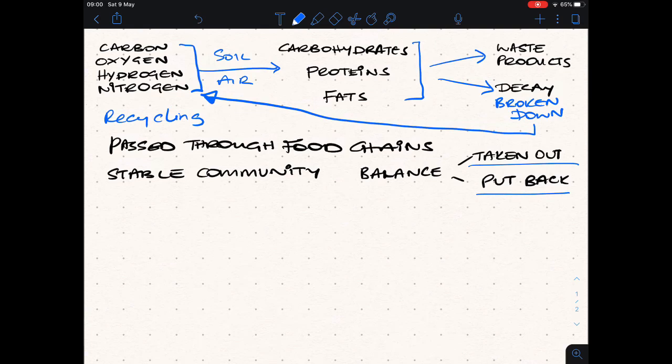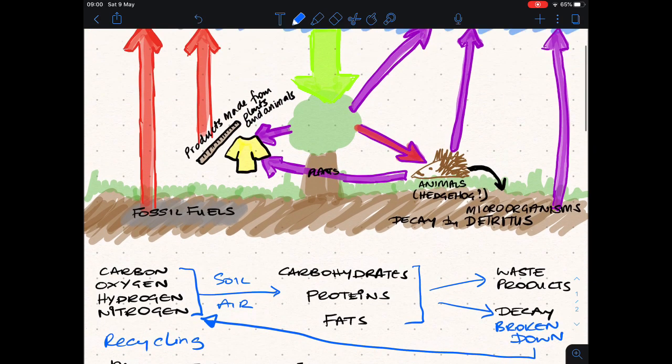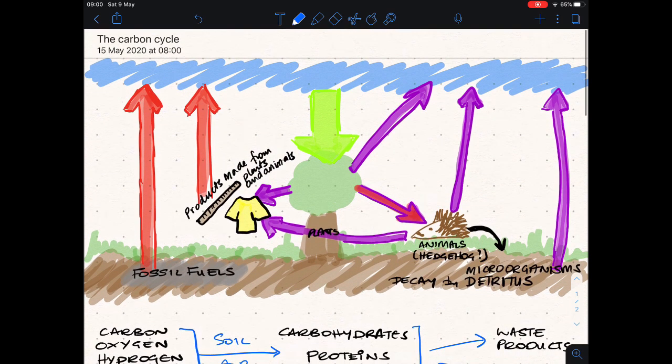Carbon dioxide is removed from the atmosphere by green plants and algae during photosynthesis. The carbon is used to make glucose, which can be turned into carbohydrates, fats and proteins that make up the bodies of the plants and algae. When the plants and algae respire, some carbon dioxide returns to the atmosphere.